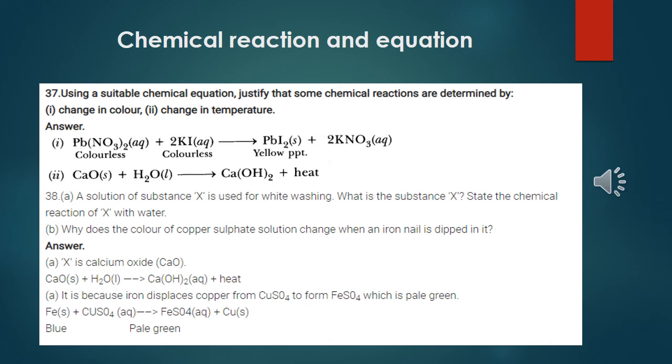And part B, why does the color of copper sulfate solution change when an iron nail is dipped in it? The answer is because it is a single displacement reaction. In this reaction, iron is more reactive than copper. That is why iron displaces copper from copper sulfate solution to form ferrous sulfate and copper. And here the copper sulfate color is blue, but after that it becomes ferrous sulfate, pale green.